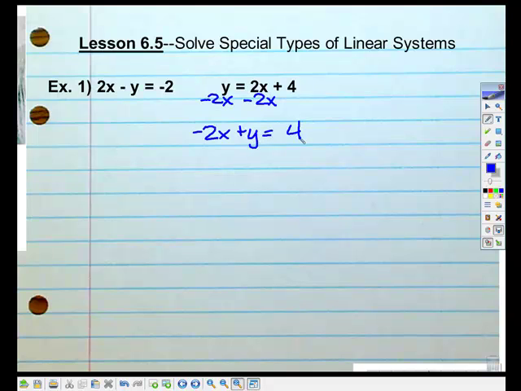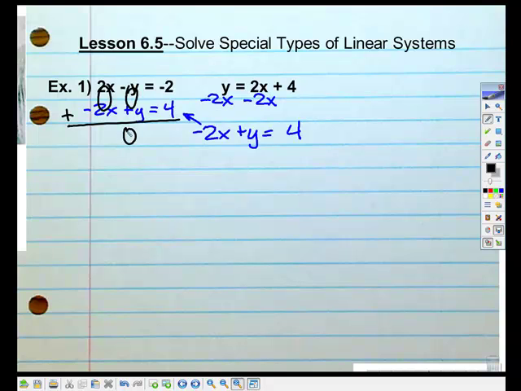I'm going to move it up there to place under that one, and I'll have negative 2x plus y equals 4. And now I am ready to add these together because I see I have 2x and negative 2x. I like that because that's going to give me 0. Then over here, I have a negative y and a positive y. When I add those together, that gives me a 0 too. So on this side of the equation I have 0.